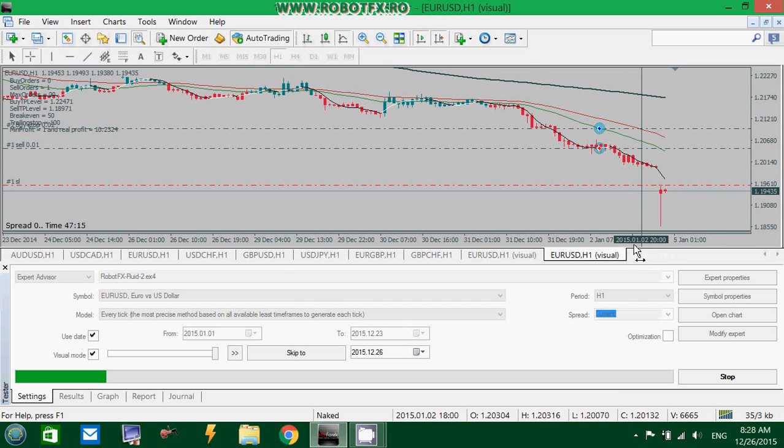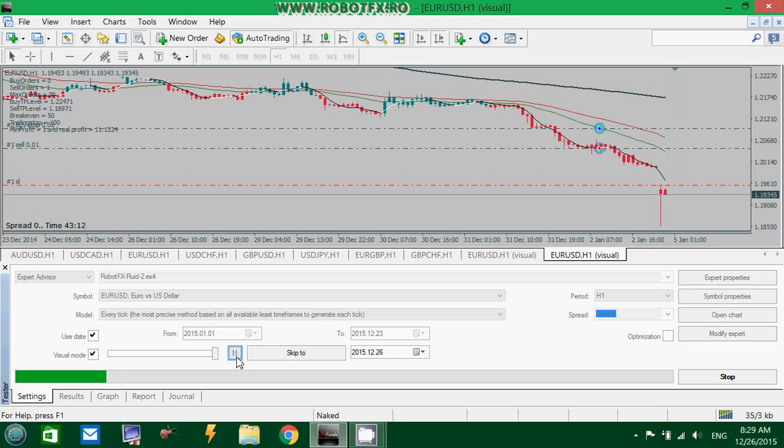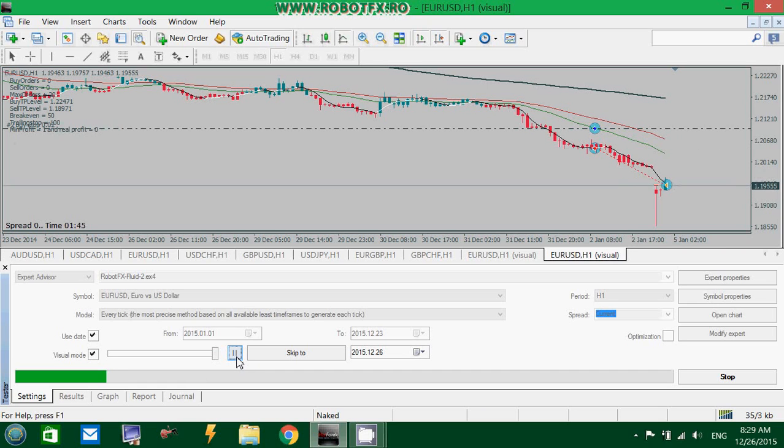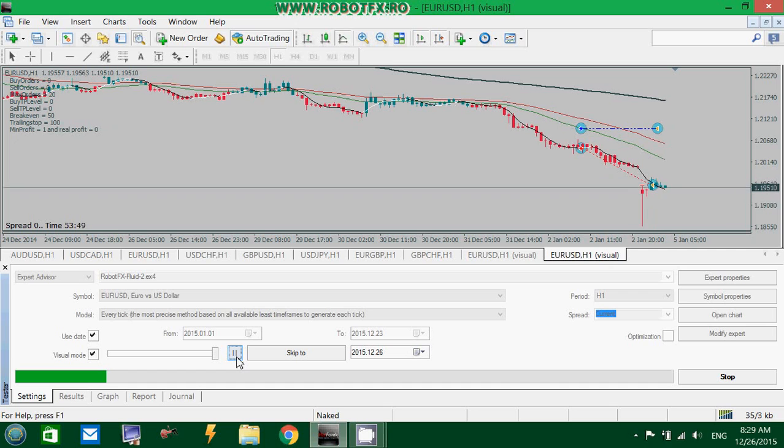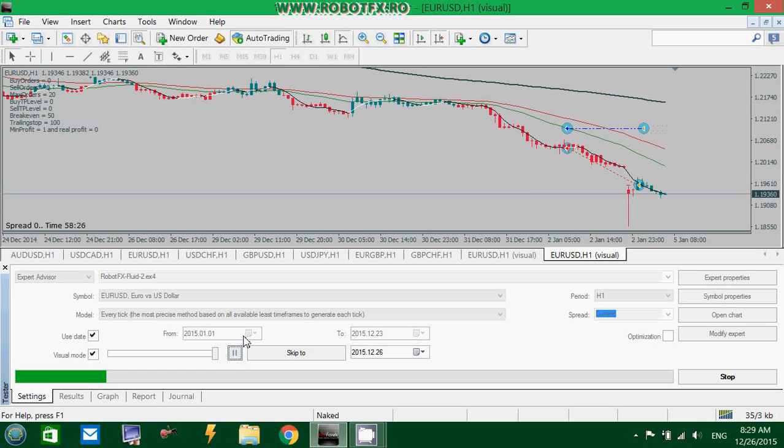Probably during the weekend. I don't want to check now. Yes, it was a weekend from 2 to 5 January. The price suddenly moved down, and it activated the trailing stop. I have a trailing stop of 100 pips. You can disable it, you can increase it, decrease it as much as you want. You have this option. If you set it to 0, nothing will happen.